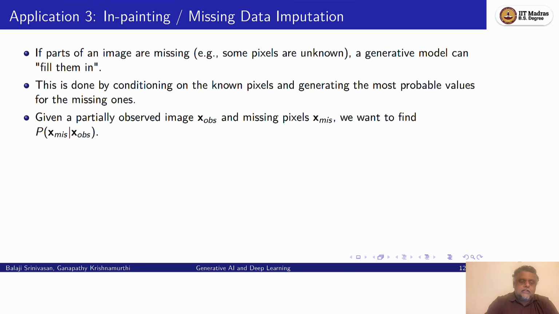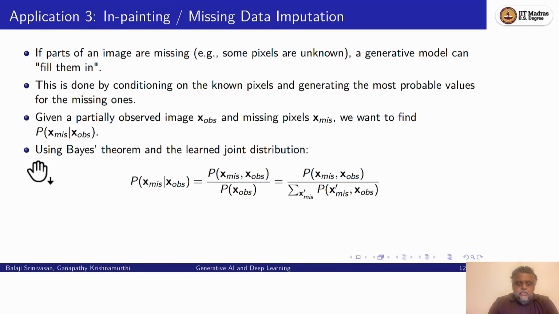So for instance, if you have a partially observed image x_obs, and the missing pixels are x_mis, we want to find out this probability. What is the probability distribution of x_mis given the observed data? You can use Bayes' theorem: P(x_mis | x_obs) is the joint distribution of x_mis and x_obs, which is basically your entire model.